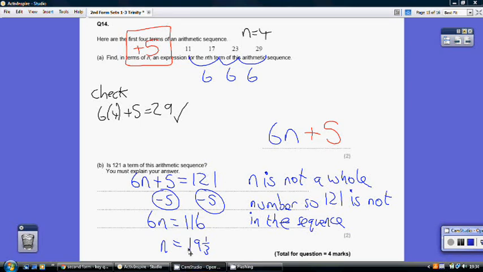The 19th term in the sequence would be a little bit below 121. The 20th term in the sequence would be just above it, 121. But all we need to do is show that as n is not a whole number, 121 is therefore not in the sequence.